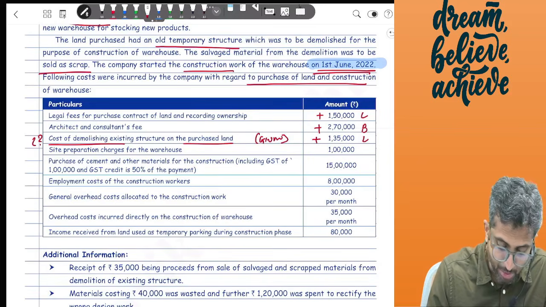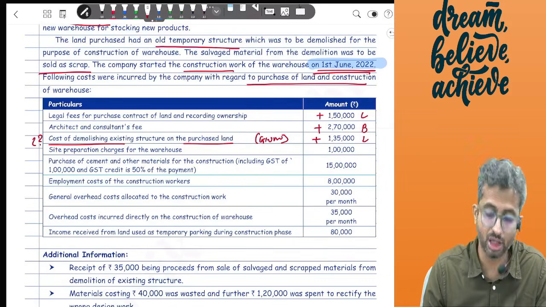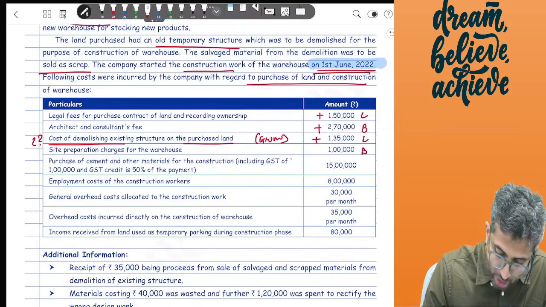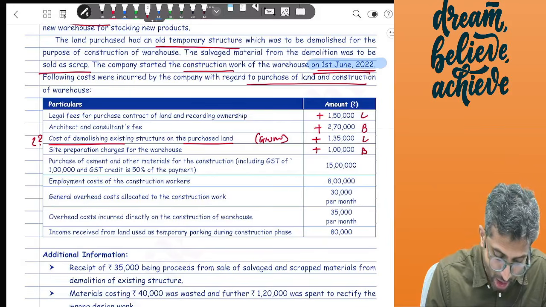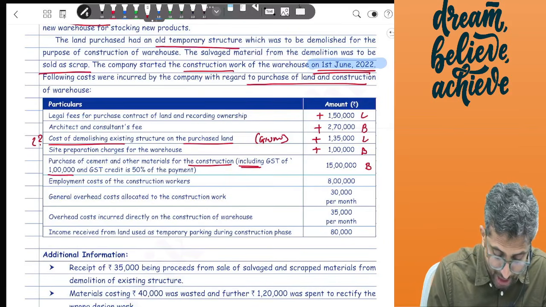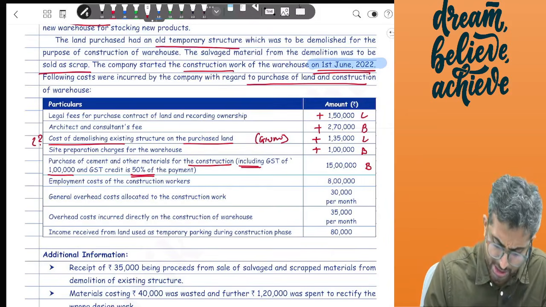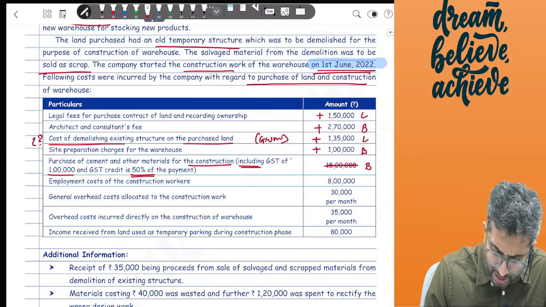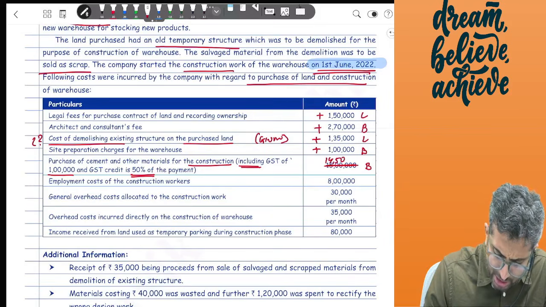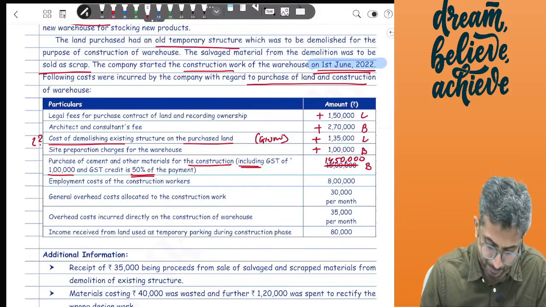Okay. Site preparation charges for the warehouse. This is site preparation charges so that you make it ready for the warehouse. So this is also directly attributable but to the building. Purchase of cement and other materials for construction. This is for construction, so this is attributable to building, including GST of 1 lakh, and GST credit of 50% is available for the payment, and hence you will take this at 14 lakh 50 because this includes 50,000 of GST for which credit is available.